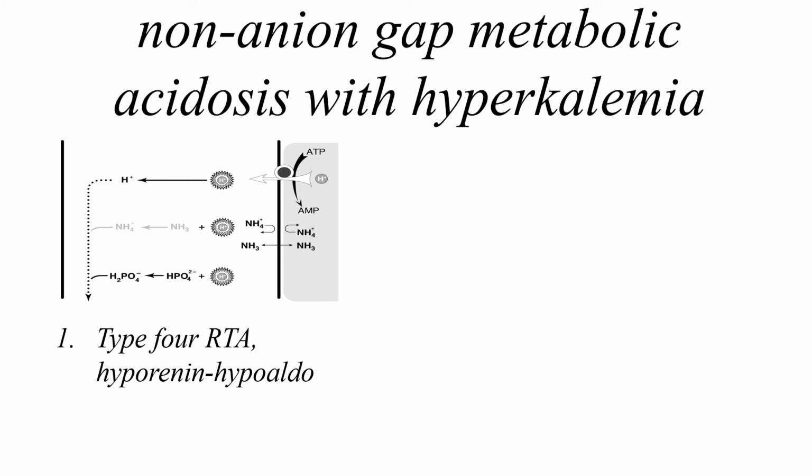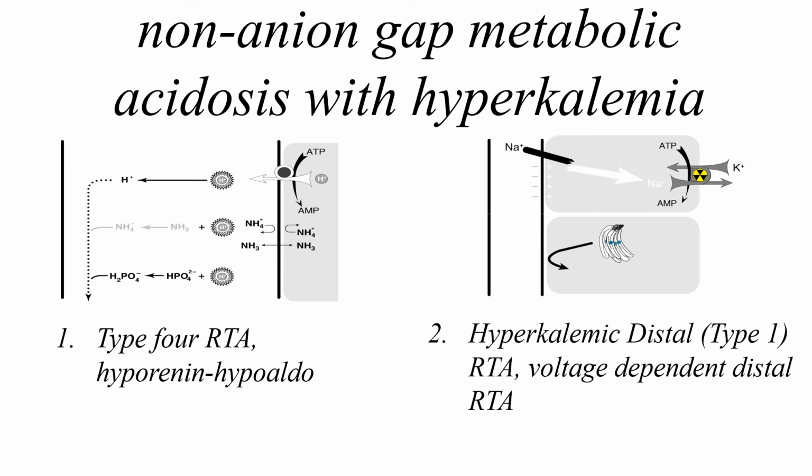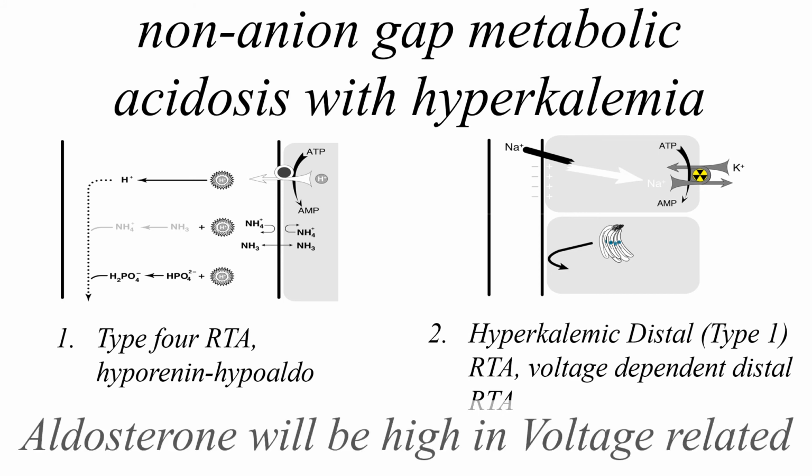And there are two potential mechanisms by which you can get that hyperkalemic RTA. It could be, very rarely, a condition where there is a voltage-dependent distal RTA. But the most common one is when you have a hyporenin, hypoaldo state and a persistently hyperkalemic RTA in these patients. So what is this voltage-related distal RTA?